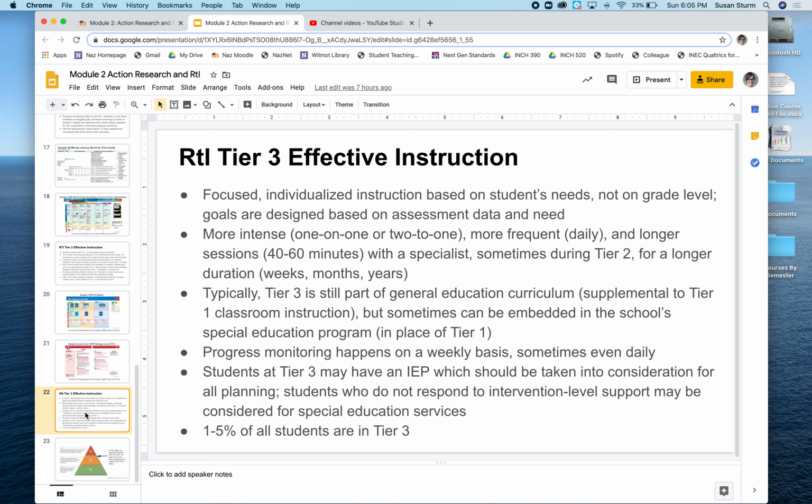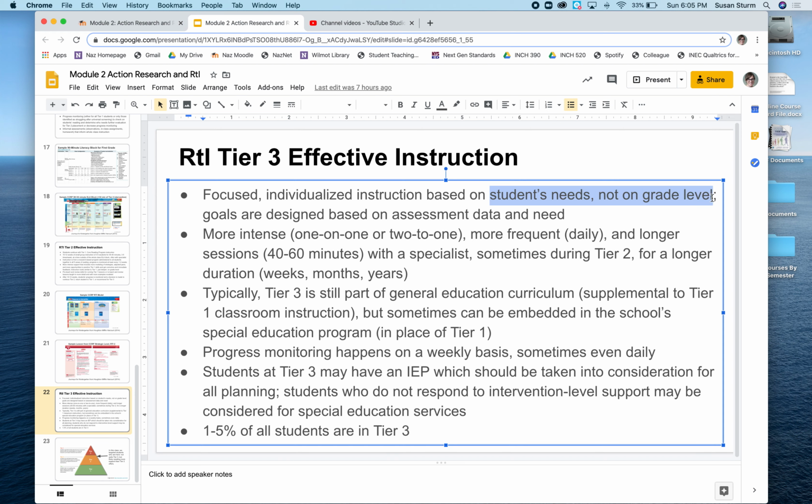The next level up is tier 3, and this is also research-based effective instruction. This is much more focused, individualized instruction that's based on the student's needs, not on the grade level. The goals are designed based on assessment data and need. This is really that intervention, one-on-one, more intense, more frequent, longer instruction with a specialist. Sometimes this is happening during tier 2, for a longer duration, weeks, months, years.